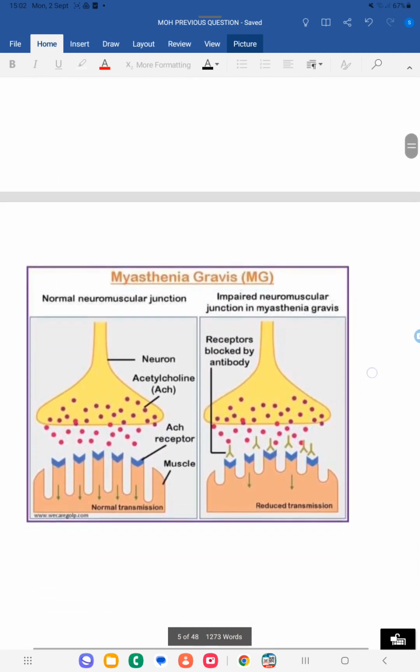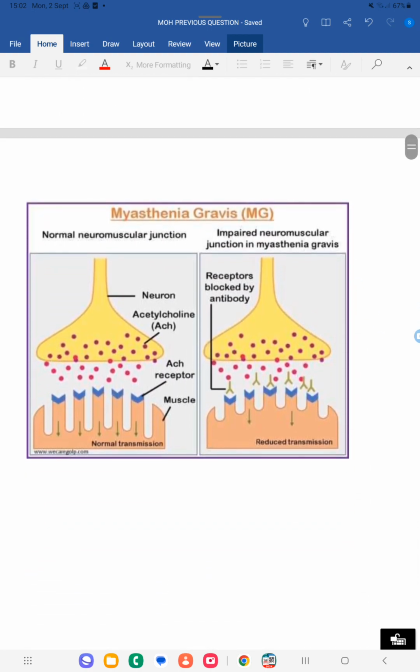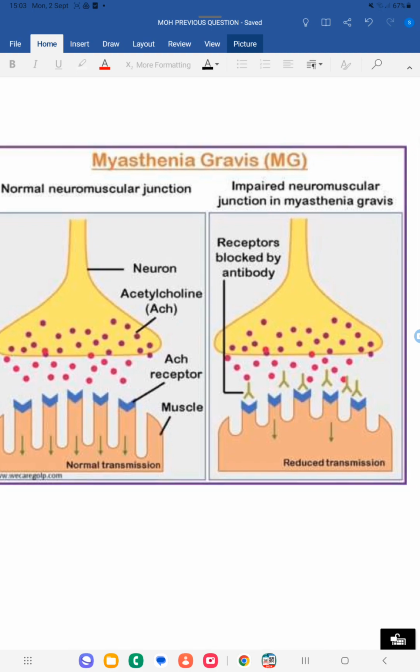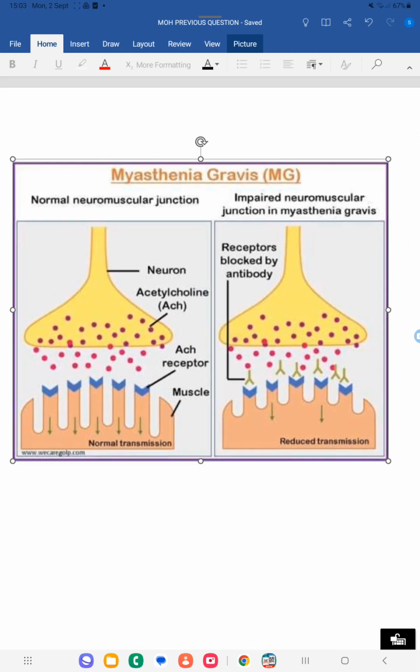You can see one picture here. The yellow color is the nervous system, and the other is the muscles. From the nervous system the impulse travels, and the dot structures you can see are acetylcholine. In that way the impulse enters the neuromuscular junction, and then enters the muscles. In the muscles there is the acetylcholine receptor. It receives the acetylcholine, and in that way the impulse enters the muscles, and muscle contraction and relaxation happen.